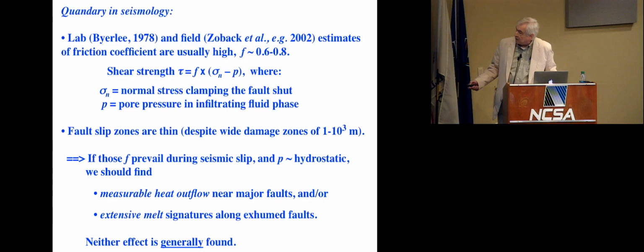If you're dissipating all of the energy, and these friction coefficients imply particularly large shear stresses, if you're dissipating all of that energy over such a thin zone, and if the fluid pressure is somewhere near hydrostatic, then you ought to generate a lot of heating. You ought to be able to go anywhere along the San Andreas Fault and measure substantial heat outflow. And you also ought to find extensive signatures of previously melted faults in the form of what's called pseudotachylite. And the point is, neither is found. For years and years, people have been looking along the San Andreas system and other systems for examples of this, and you don't find it.